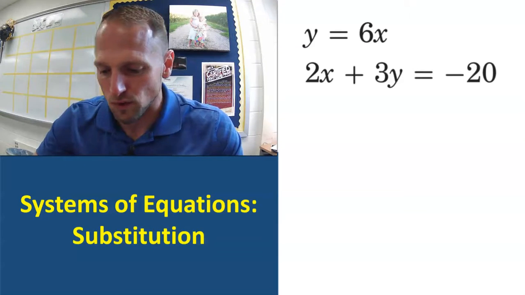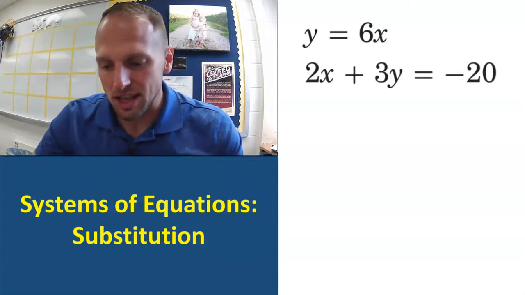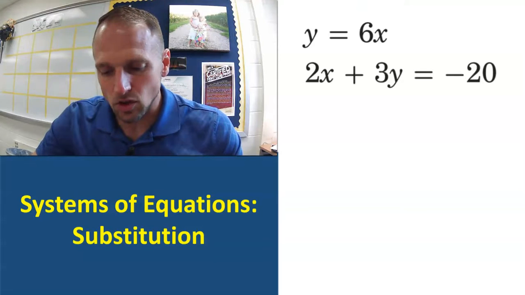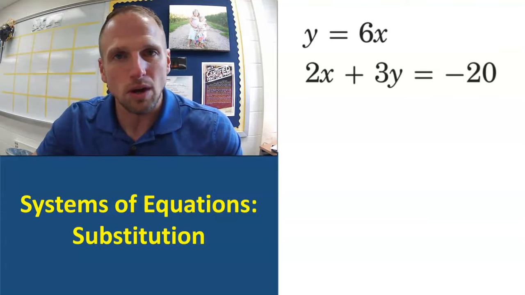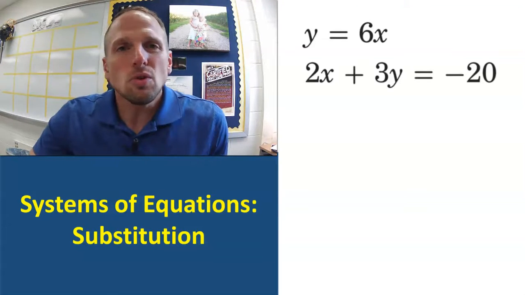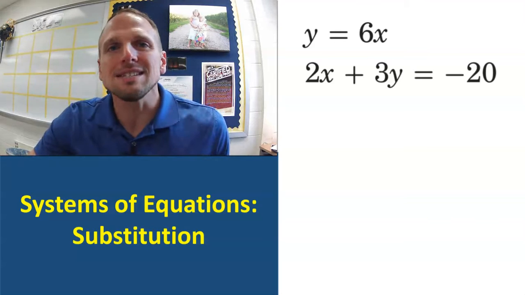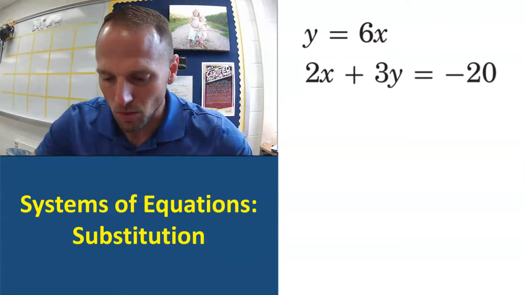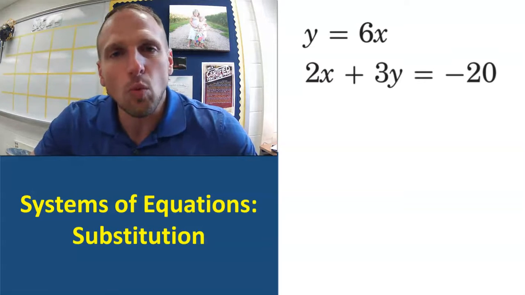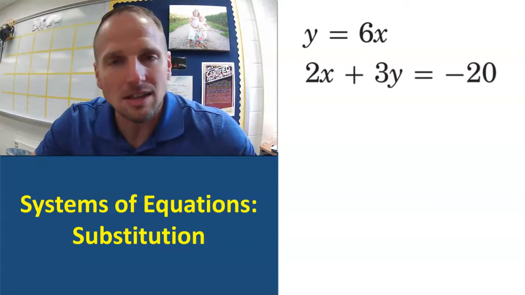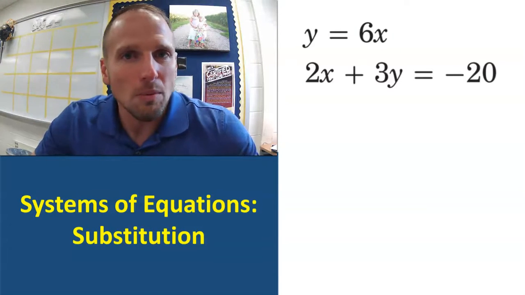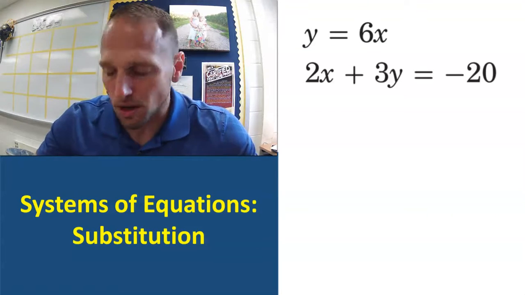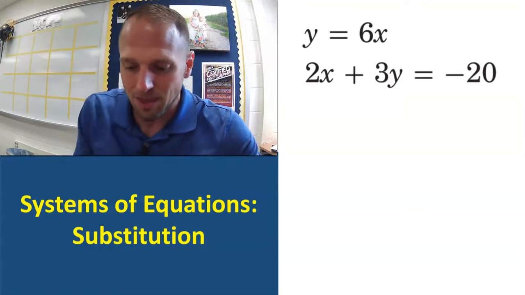So let's look at this first problem. The first problem says we've got the system of equations y equals 6x and 2x plus 3y equals negative 20. Now, one of the things, make sure you understand that an equal sign does not mean answer. All right, an equal sign means the same as. So when I look at the top equation, I see y is the same thing as 6x. So remember when you were a kid and you substituted stuff in, the numbers or the letters for the numbers, we're going to do the exact same thing here.